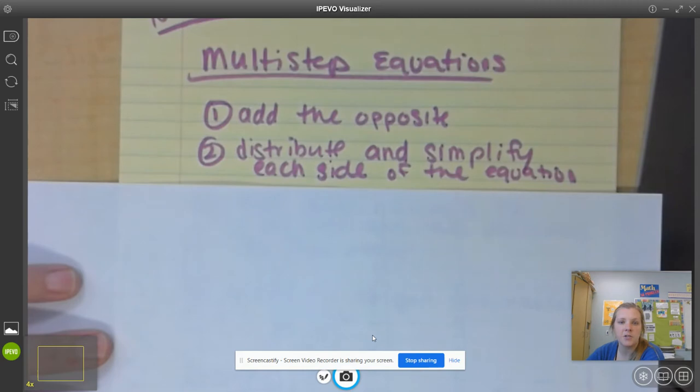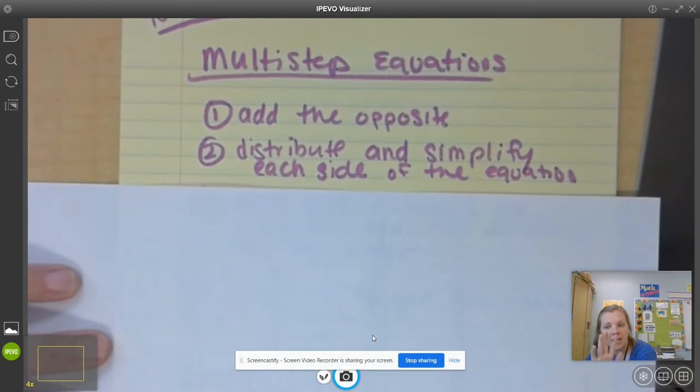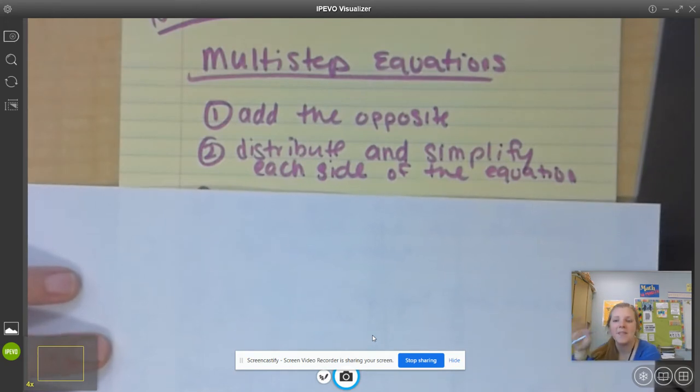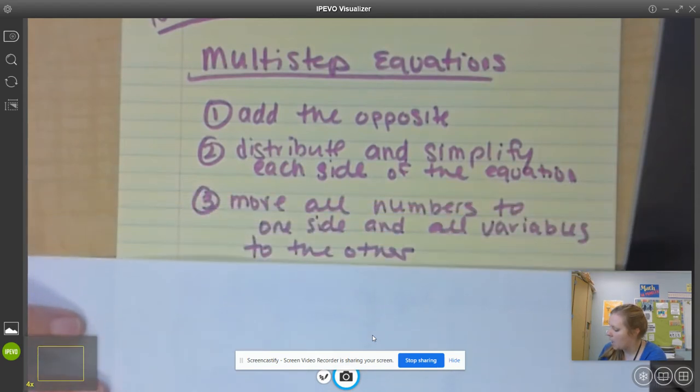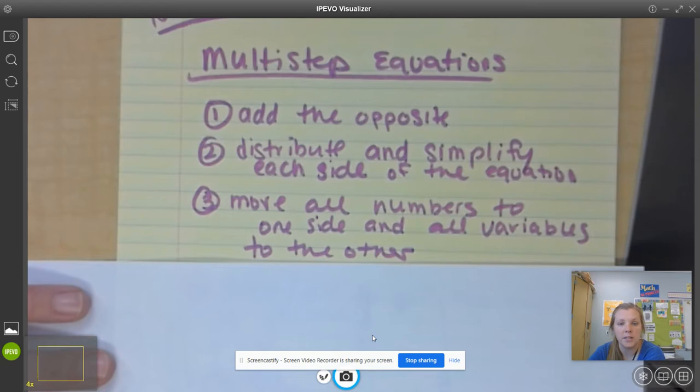The second thing I do is I distribute and simplify each side of the equation. So just like before, we're going to draw a line through the equation, and it separates it into two parts. And so my goal is to have the left hand and the right hand side both completely simplified, and then I do more work. My next step is, and you're welcome to pause the video if I'm going too quickly.